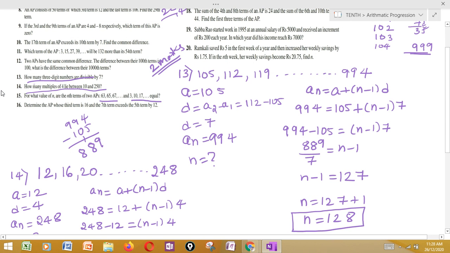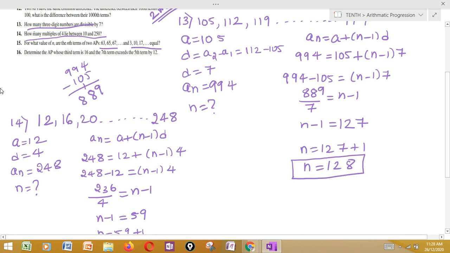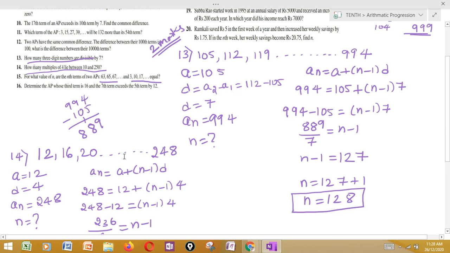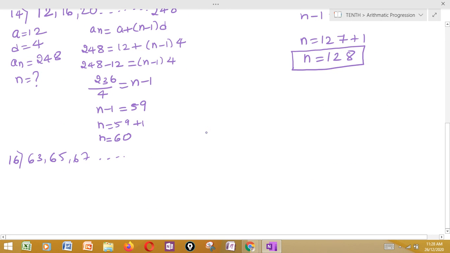Yes, sir. Okay, it is 16th. What was it? 63, 65, I think, the first one, right? Yes, sir. 63, 65, 67, and so on. One more AP, tell me, what is it? 3, 10, 17. 3, 10 and 17, and so on.